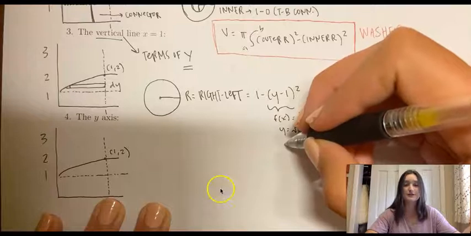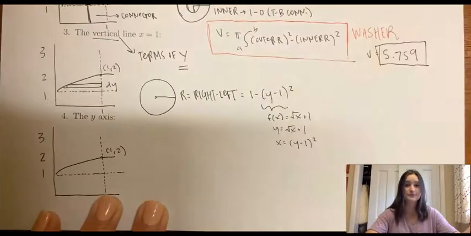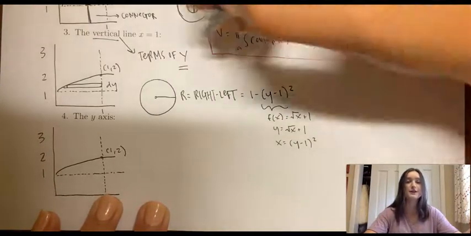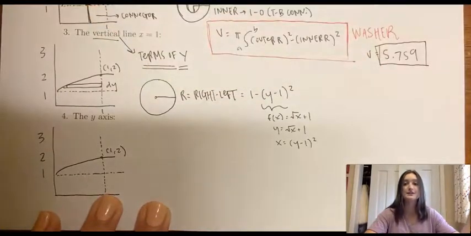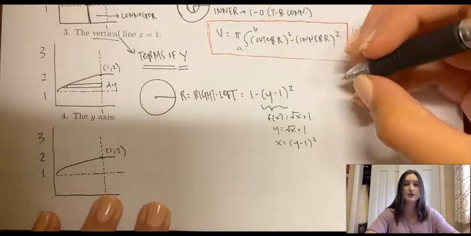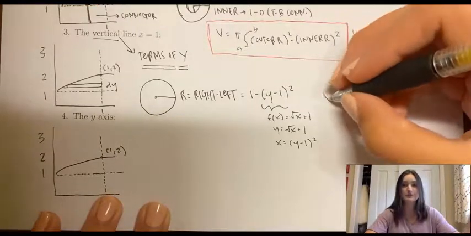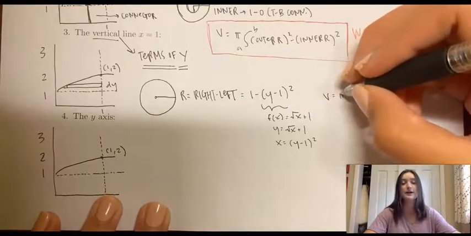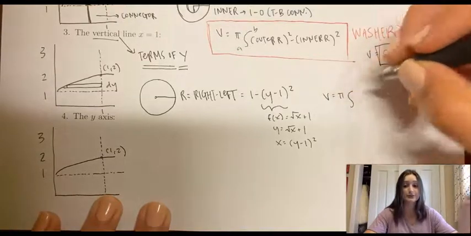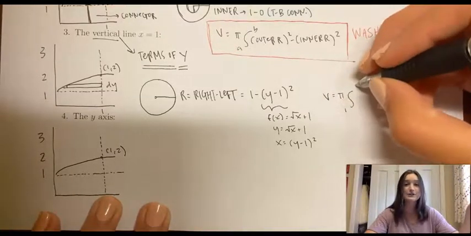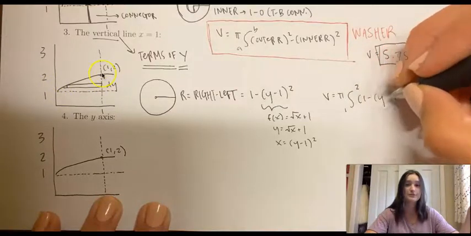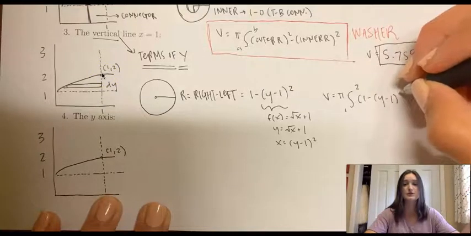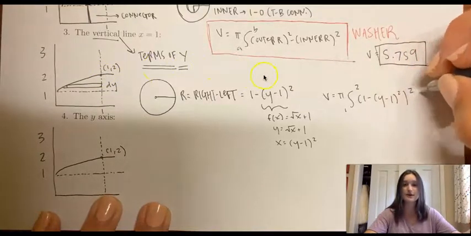Let me get that written out. Okay, there it is, y minus 1 squared. So we've got right minus left, and then we're going to go back to this disk formula that we used earlier. You can't see it now, but I will just go ahead and plug everything in. I'm going to have volume equals pi, don't forget the pi, integral a to b. In this case, I'm doing 1 to 2 because I'm using those y values, and then I'm going to do my radius squared, which we have written out there.